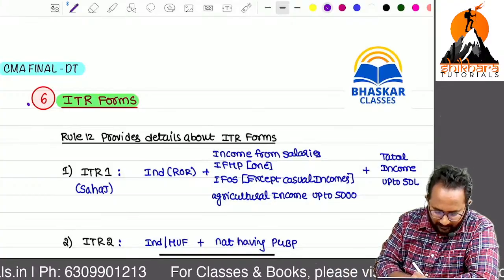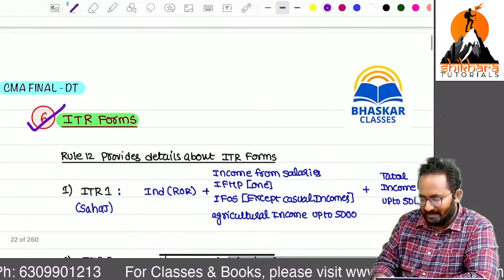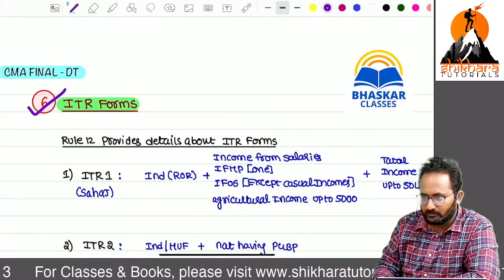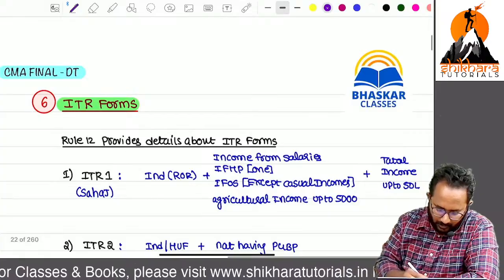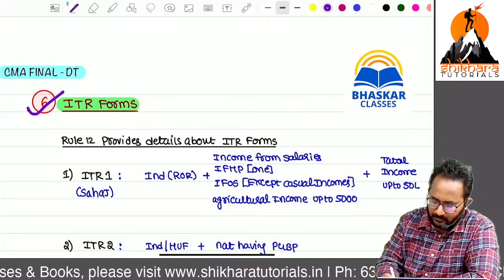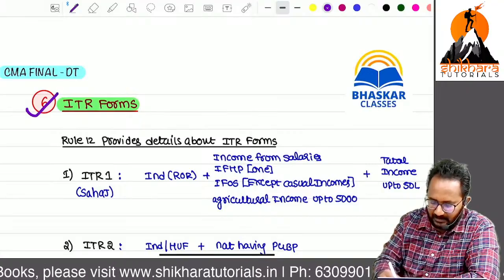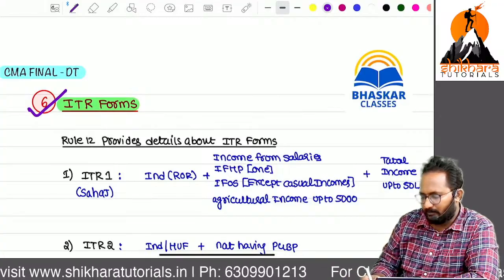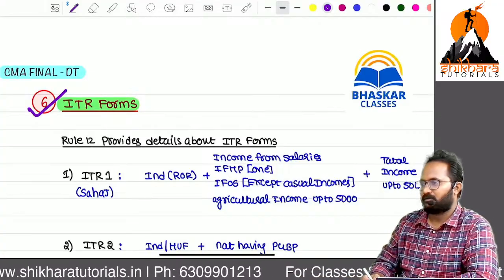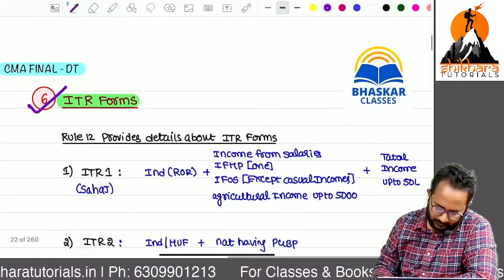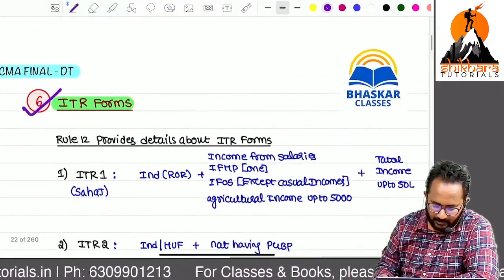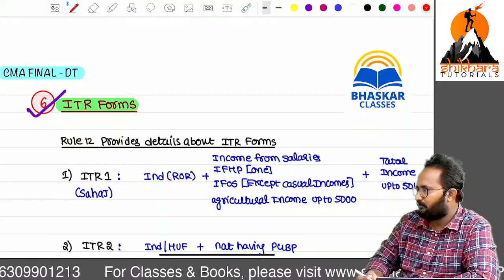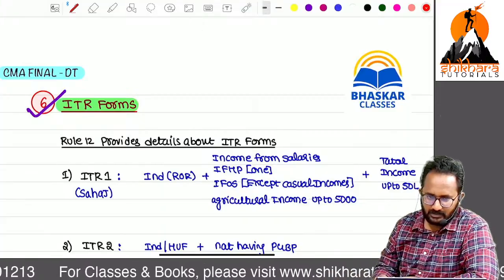Now, ITR forms are important. It is an exclusive CMA final content. You will not get this type of content even in the CA final material. So those who have already completed their exam are lucky, because they were not tested on this ITR forms concept till now. But we can expect MCQs in model question papers and the post question papers, like the old examination pattern, they gave the PQP also. So it is an important concept, you can get an MCQ.